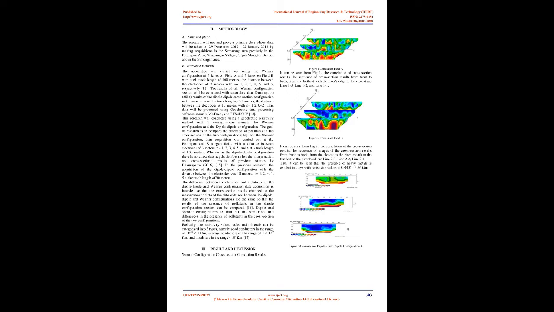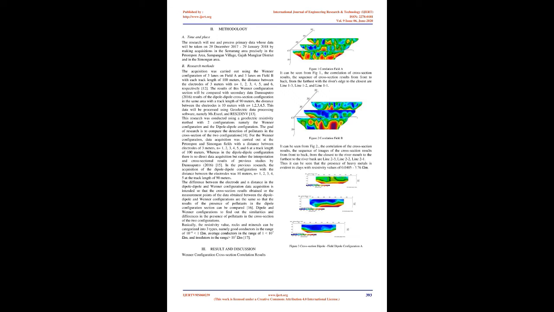Methodology. A. Time and place. The research will use and process primary data, which will be taken from December 29, 2017 to January 29, 2018, by making acquisitions in the Semarang area, precisely in the Petompon area, Sampangan village, Gajah Mungkur district, and in the Simongan area. B. Research methods. The acquisition was carried out using the Wenner configuration of 3 lanes on field A and 3 lanes on field B, with each track length of 100 meters, the distance between the electrodes of 3 meters, with n equals 1, 2, 3, 4, 5, and 6 respectively.